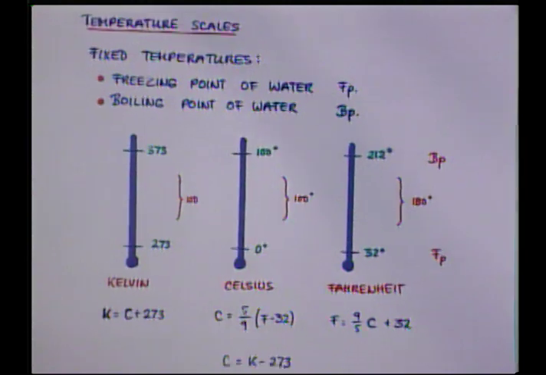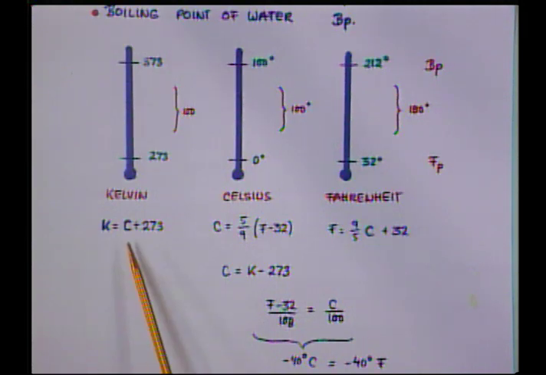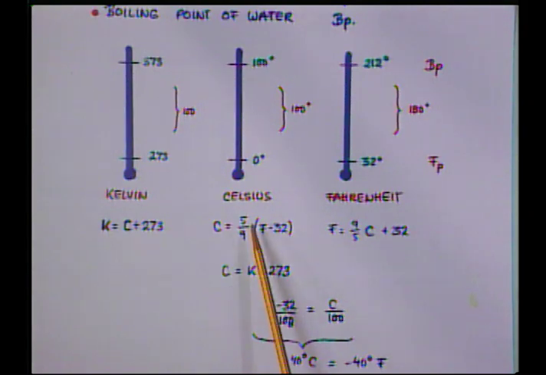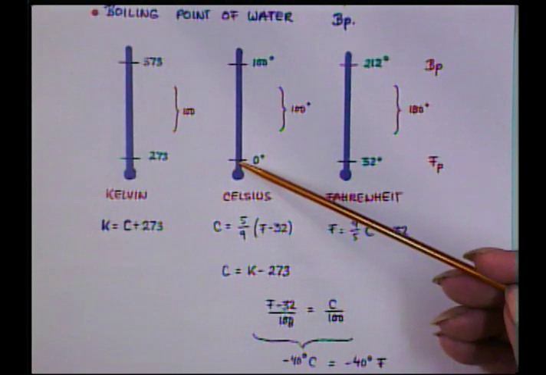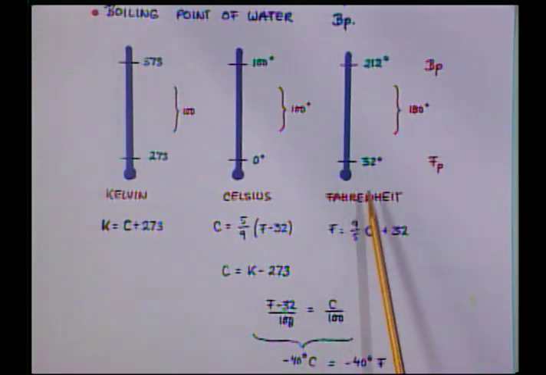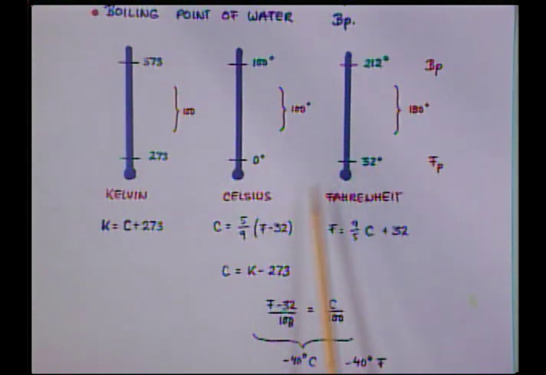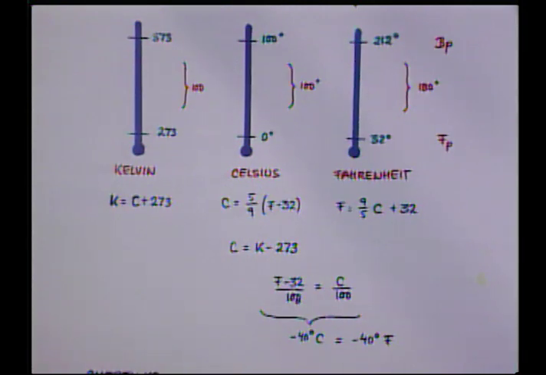And here the conversion formulas. Kelvin is centigrade plus 273, or centigrade is Kelvin minus 273. Celsius is 5/9 times Fahrenheit minus 32. Because notice that 0 degrees is where freezing of water is observed, the freezing point, and in Fahrenheit it's 32 degrees. So you see you have to add or subtract the 32 depending on what type of conversion you want to make. And what's very important is that the degree interval is different. And this will be shown in our next view graph.